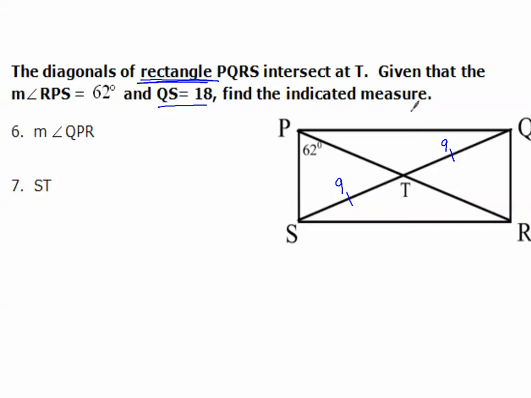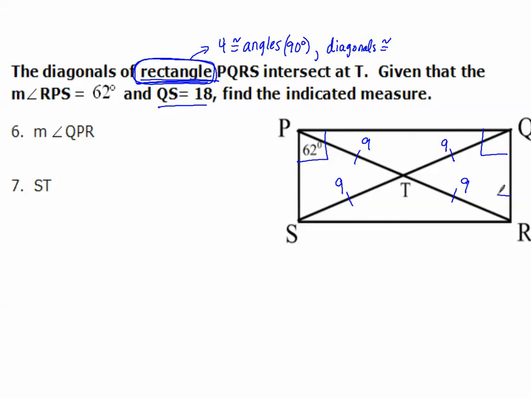Find the indicated measure. Well, rectangle. The two things I know about a rectangle, memorize them, list them off. 4 congruent angles. More than just congruent, they are 90 degrees. Also, the diagonals are congruent. So those two, both 9 and 9. 4 angles that are 90 degrees, let's draw those. 90, 90, 90, 90. They are congruent.